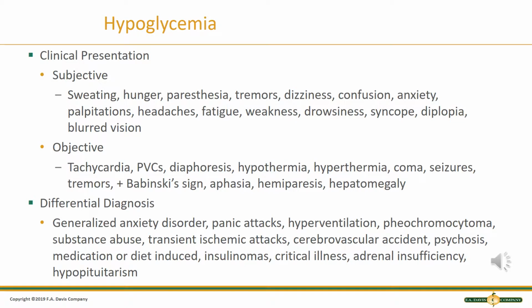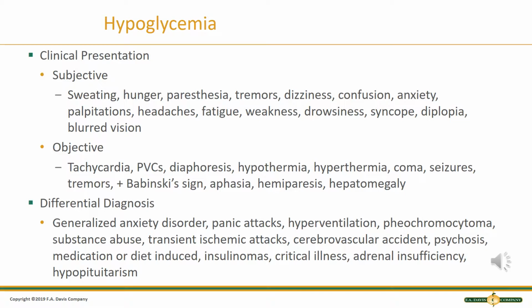Hypoglycemia is considered a blood glucose level less than 55. You can see in your book on page 934 a chart that will show you the different causes of hypoglycemia, and that would be a good thing for you to look at.